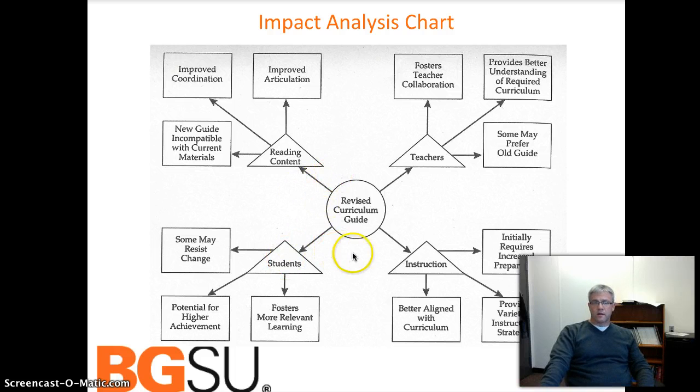Impact analysis chart. This is a chart where we revised a curriculum guide, and the question is, who or what will be affected by this revised curriculum guide? So we have some people here, teachers and students. We have some things, the reading content as well as instructional practices. And then, in what ways might they be impacted on these outside pieces? So this is a visual that some people may just write down as a list, but this is a visual diagram that helps us to understand and to think about.